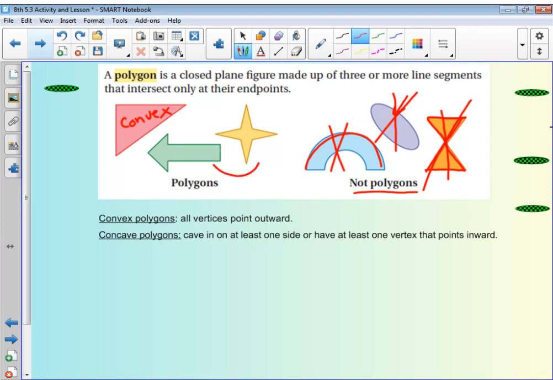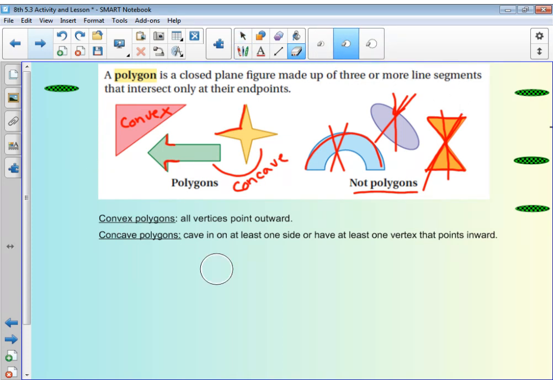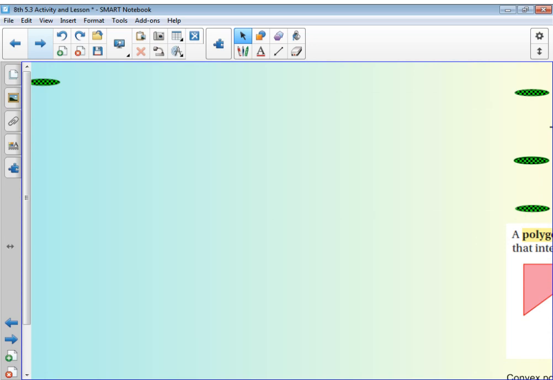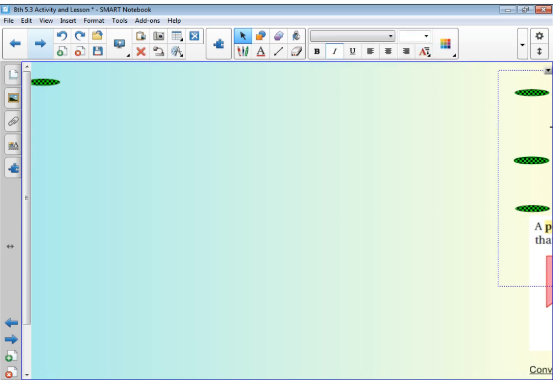These 2 would be considered concave because see how this points in towards the inner part or caves in? And same thing here. This vertex caves in or points. So this would be a concave because it caves in, or those 2 would be considered concave polygons. So we're going to actually be working with those 2 concepts that we did in our activity just to kind of review through the information that we did in our activity for this lesson.